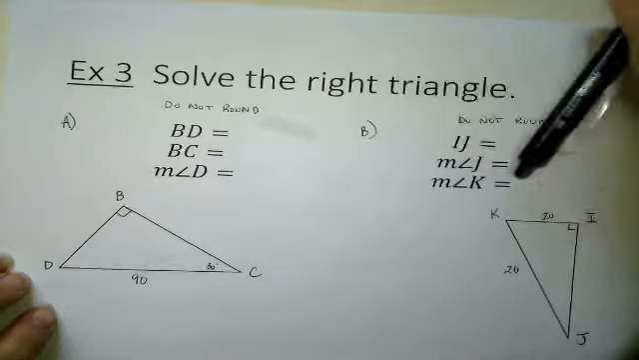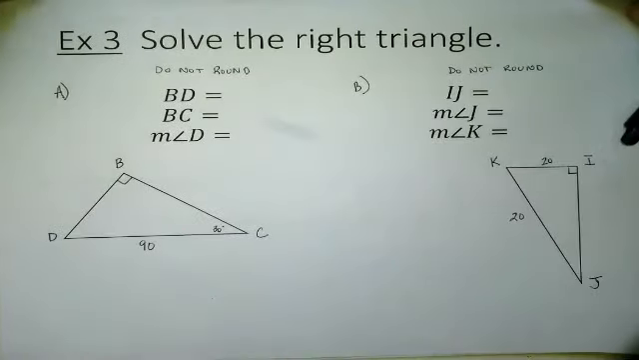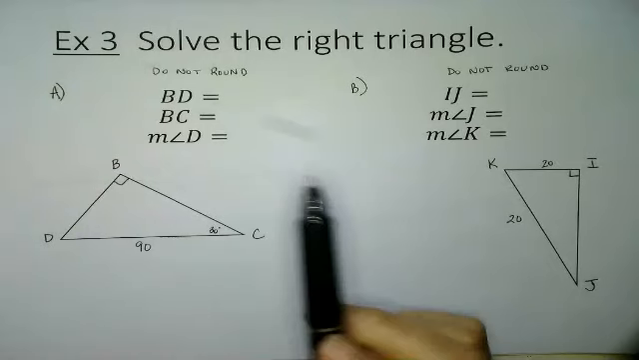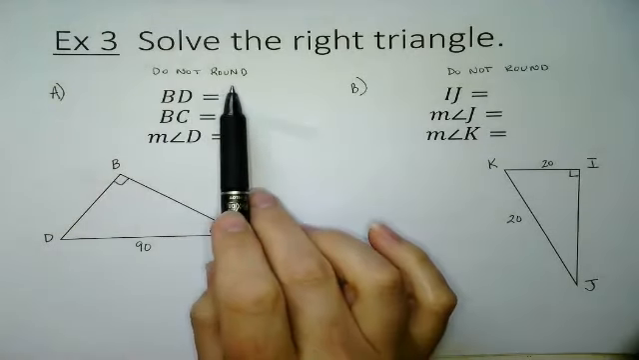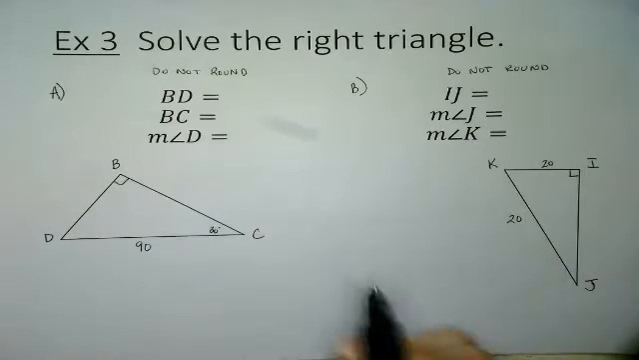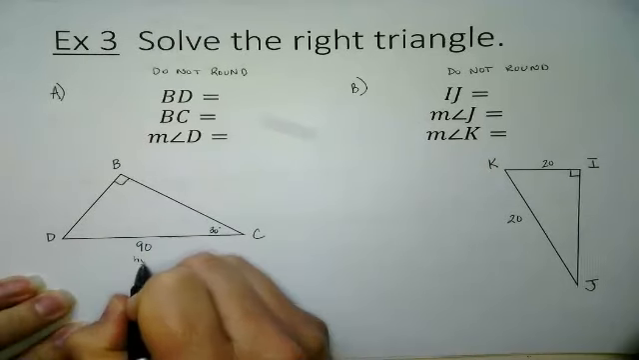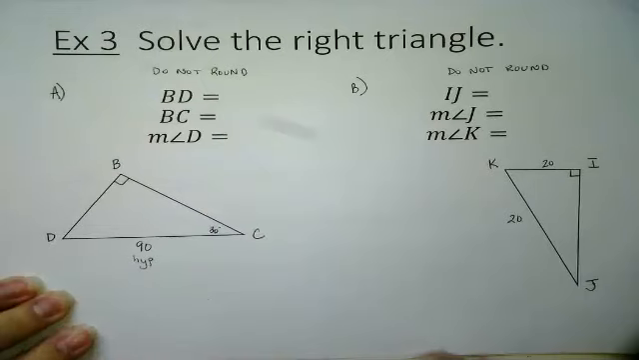All right, example 3, solving the right triangle. So for a couple of these, again, using those 45-45-90s and 30-60-90s is really, really important here. They tell you in the directions, do not round. And if they're telling you do not round, it must be because it's a special right triangle. So you can see here we have a 30-60-90. This is our hypotenuse. Our hypotenuse is 90.